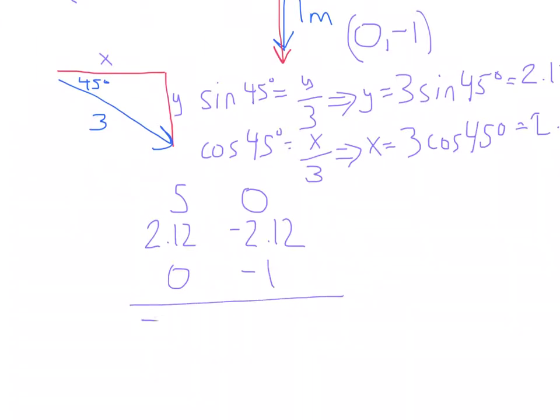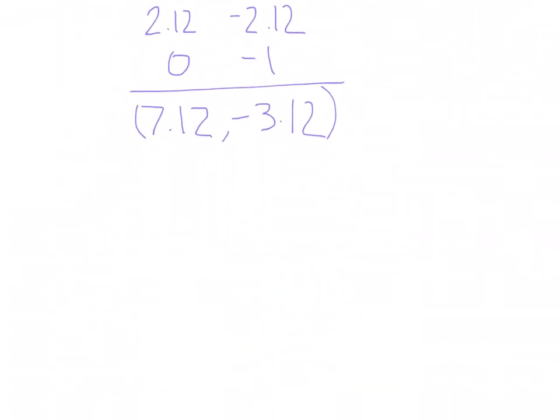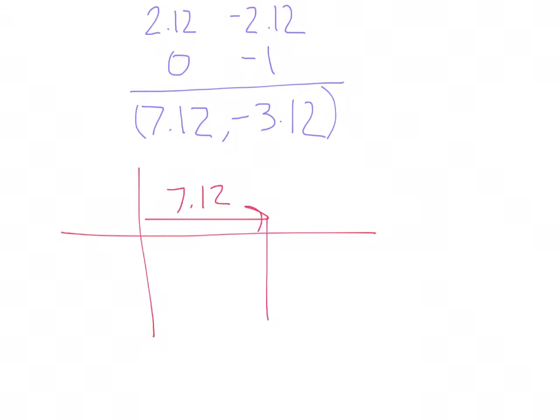So altogether we get 7.12, minus 3.12. So those are our x and y directions. So if we have our coordinate plane here, we go over 7.12 and we went down 3.12, and we want to find this.